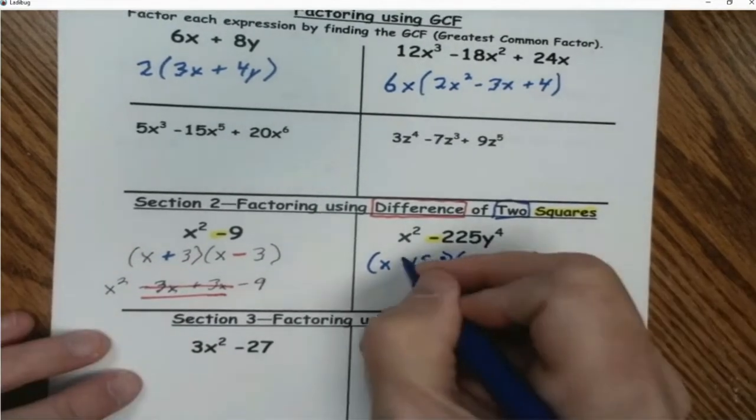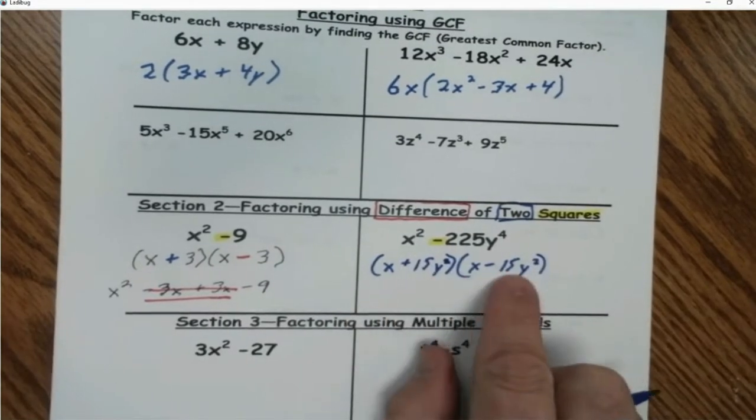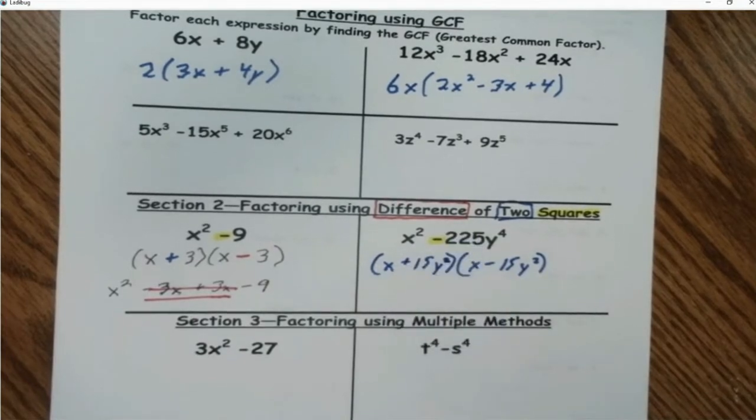So we got plus and minus. X plus 15y squared, x minus 15y squared. And that is how you factor that out. Quick and easy.